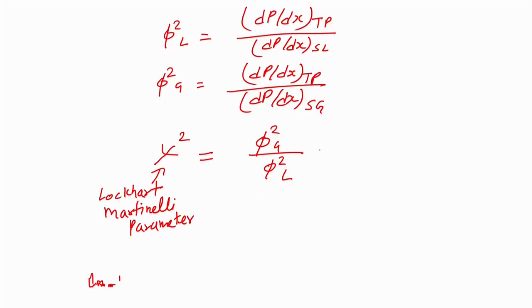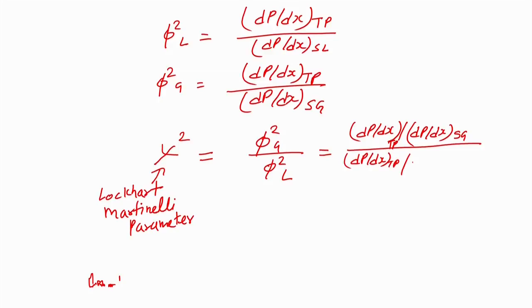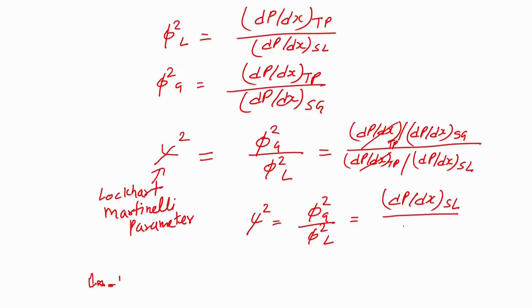Now, if you do that, phi square G will be dp by dx of two phase flow divided by dp by dx of single phase gas. Phi square L will be dp by dx of two phase flow divided by dp by dx of single phase liquid. These two will be cancelled out. So, what you will get is psi square equal to phi square G upon phi square L, and this will be dp by dx of single phase liquid divided by dp by dx of single phase gas. So, you can calculate this psi square value. If you know the psi square value, you can find the phi square value, and then you can calculate the delta p in two phase flow.